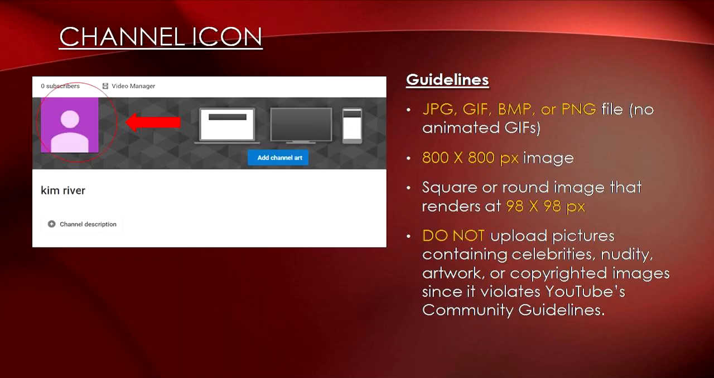Here's a recommended guideline given by the YouTube support when creating a new channel icon. JPEG, GIF, BMP or PNG files. No animated GIFs though. 800 by 800 pixels squared. Square or round images are rendered at 98 by 98 pixels. And remember this, do not upload pictures containing celebrities, nudity, artwork, or copyrighted images, since it violates YouTube's community guidelines. You'll risk having your channel banned or deleted if you do so.